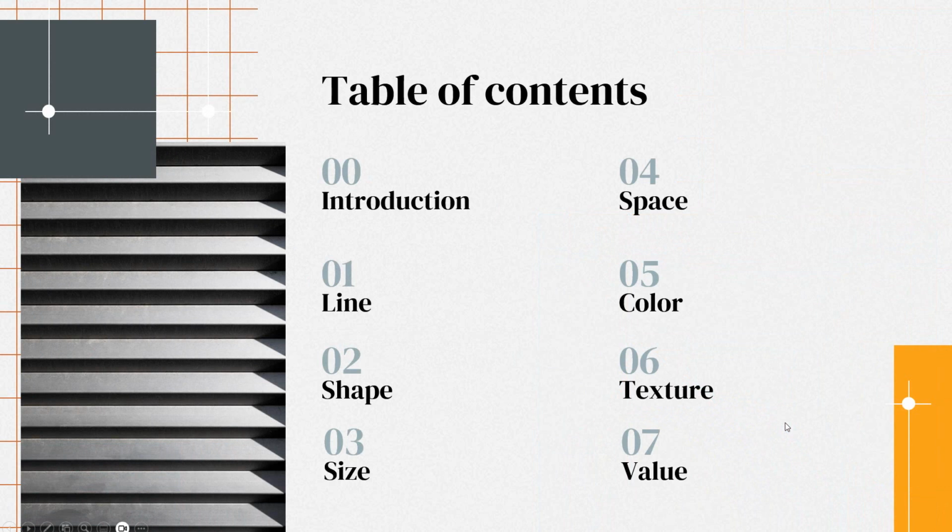So this is going to be our table of contents. First of all, we're going to talk about the introduction of the design elements. Also, the first element of design is going to be line. And then we'll talk about shape, size, space, color, texture, and lastly, value.